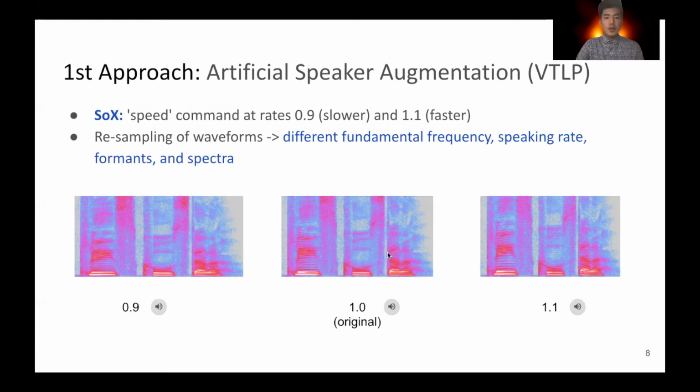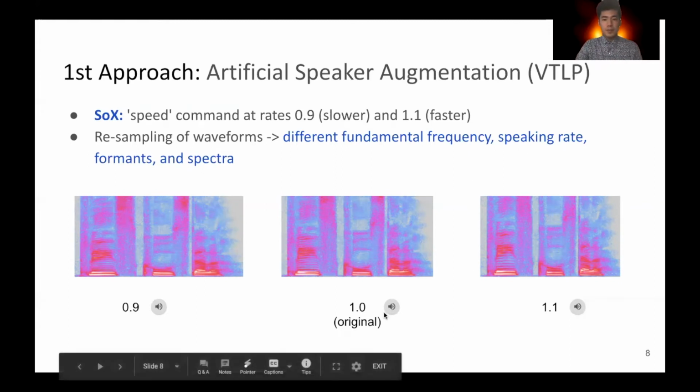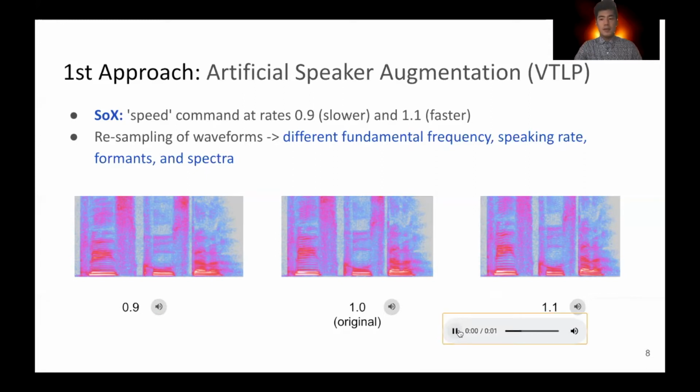So here's the original recording. Please call Stella. Here's the recording that was slowed down by 10%. Please call Stella. And here's the recording that is sped up by 10%. Please call Stella. So they sound pretty different. And by doing so, we can create artificial speakers during training.